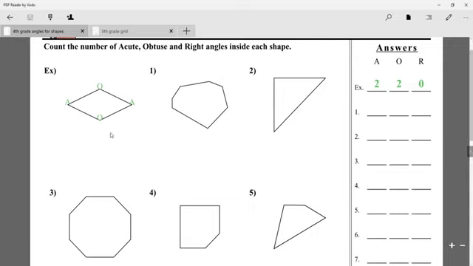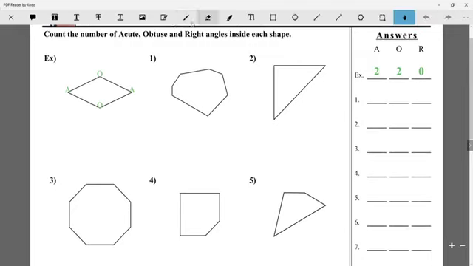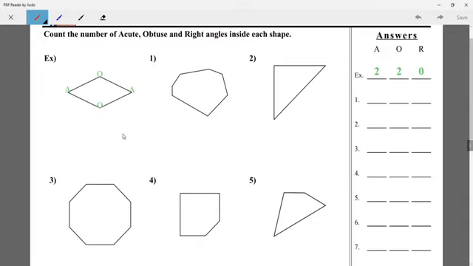Today we are going to go over acute, obtuse, and right angles inside the shapes. So, let's just go over what obtuse, acute, and right angles are.